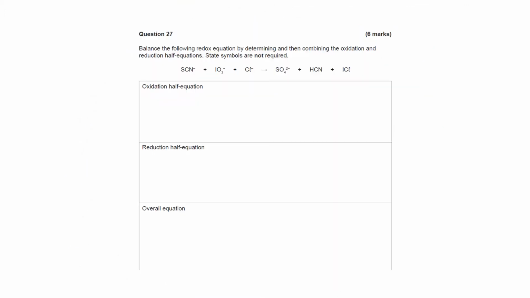So this is the question from the 2017 paper. Let's practice balancing this one from scratch. What we need to do first is identify the substances that are common. If we look at this, SCN is on the left. Now, it's got sulfur in it, so that means it must be matched with a sulfate. It's also got carbon and nitrogen in it, so it must be matched with the HCN. What have we got left? IO3, ICl. Obviously, there's a chlorine there as well, so there has to be chlorine there.